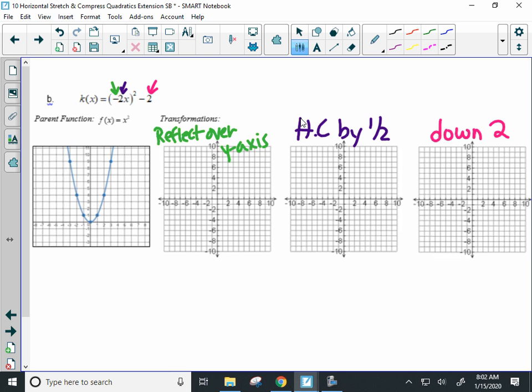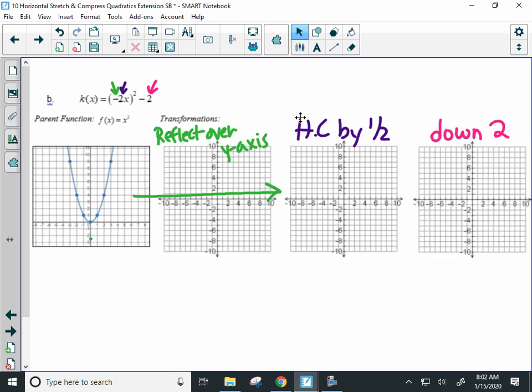Now, when I reflect over the y-axis, and I take this parent function right here, if I flip it around, it's going to look exactly the same. So if you want to, I wouldn't regraph it. I mean, you can if you want, but it's going to be that same parent function. So we can skip that box. Reflecting over the y is not going to do a lot for us in this unit.